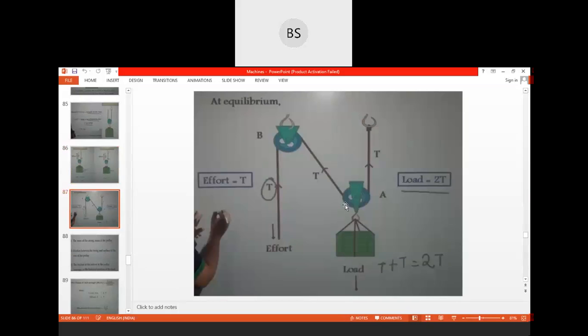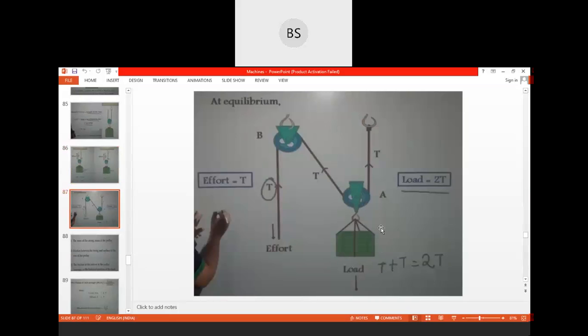Here one more example we have taken, when the load is at equilibrium. What is the meaning of equilibrium, children? What do you mean by equilibrium? Quickly give me the answer. Nobody knows the answer? What is equilibrium?